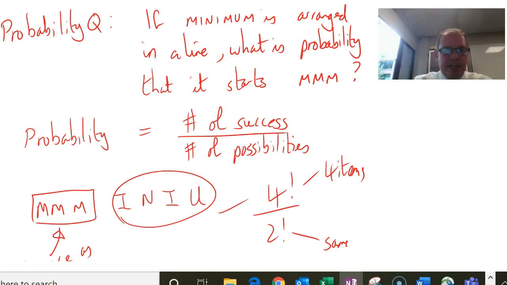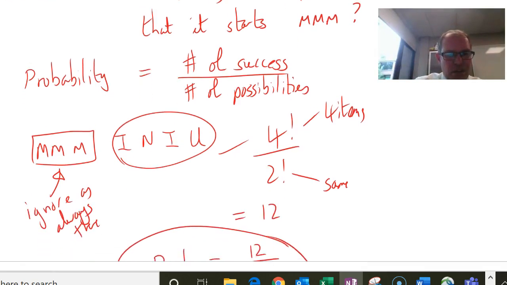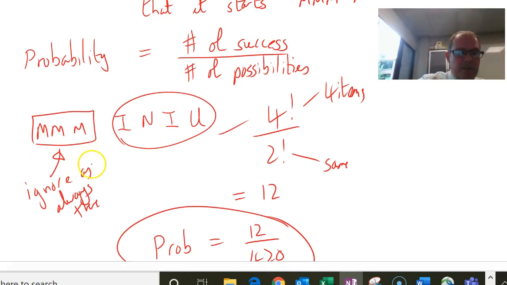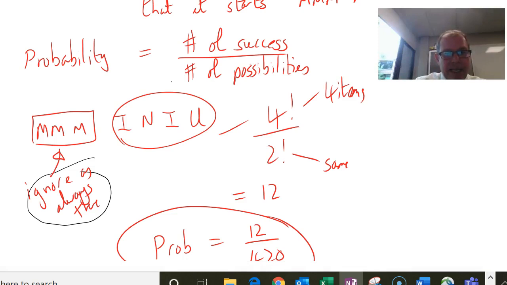If minimum is arranged in a line, what is the probability that it starts with MMM? Now, interestingly, the probability is the number of successes over the number of total possibilities. Now, if minimum has to start with MMM, you have no choice. So, because the MMM is always there, you can ignore it because it's there at the beginning. So, actually, what we've got left in the word minimum is INIU. So, all you need to consider is how many ways are there of arranging INIU? And the answer to that is you consider them all to be different.